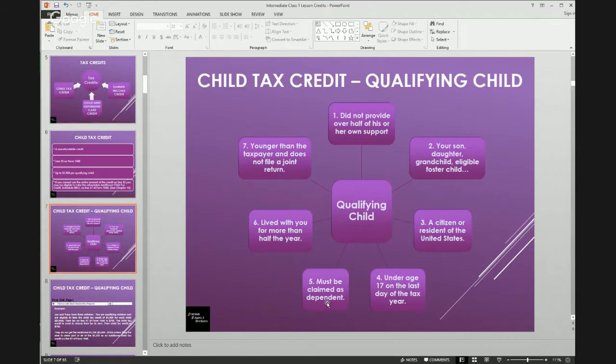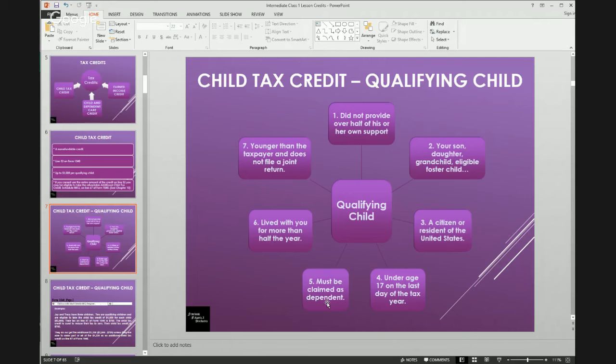So the child tax credit and the qualifying child. Your qualifying child, for the purpose of the child tax credit, these are the rules. They cannot have provided more than half of their own support. This is true for any dependent. So they cannot provide more than half of their support. In addition, a qualifying child must be your son, daughter, grandchild, eligible foster child, etc. They need to be a citizen of the United States or a resident alien or a U.S. national in order to qualify for this credit.